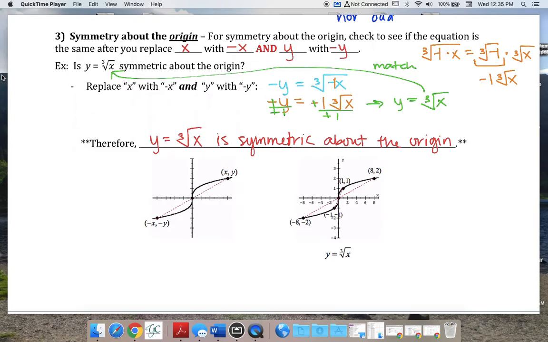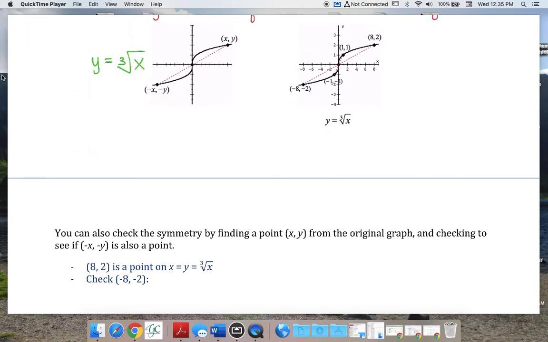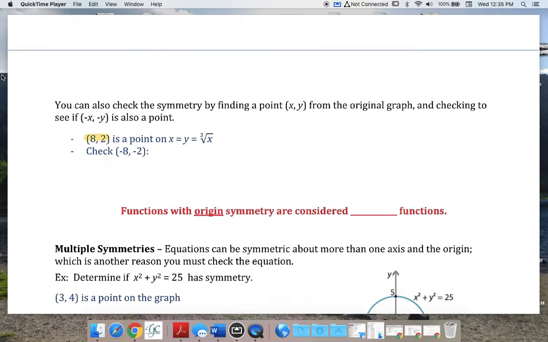So again, when you're checking for origin symmetry, you change the sign of both the x and the y. And again, we can check for origin symmetry using an ordered pair as well, which is oftentimes a lot easier than just dealing with the variables. So they have graphed the cube root of x here for us. And again, they've provided us with some ordered pairs. And we are going to use the point (8, 2) as our checkpoint here. And again, we could have used any ordered pairs off of that graph. We're just choosing (8, 2) for this example.